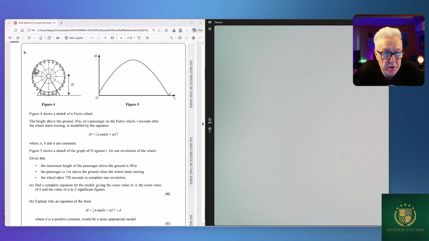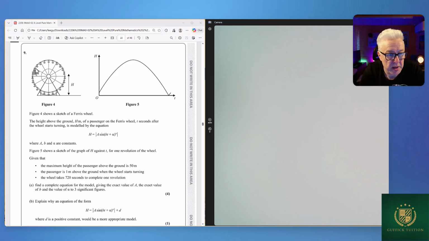Hi everyone, we have a trigonometry modelling question here, and I personally think this is quite difficult. There's some tricky steps in here. So it says figure 4 shows a sketch of a Ferris wheel. The height above the ground, h meters, of a passenger on the Ferris wheel t seconds after the wheel starts turning is modelled by that equation, where a, b and alpha are constants.